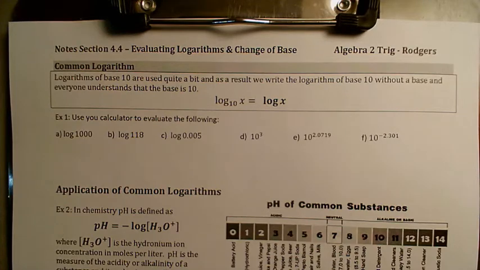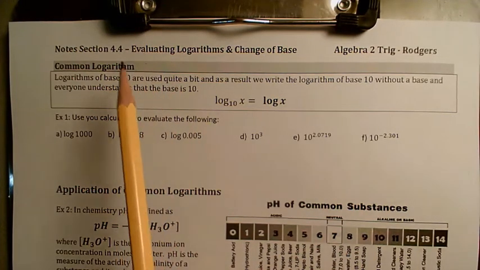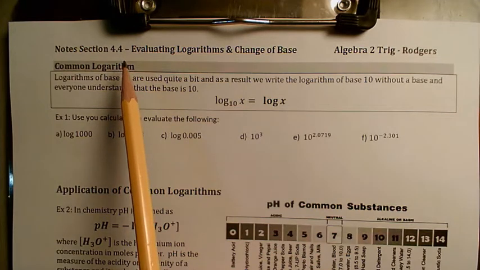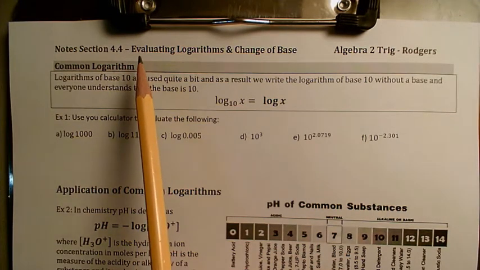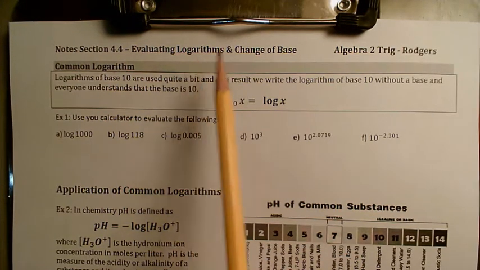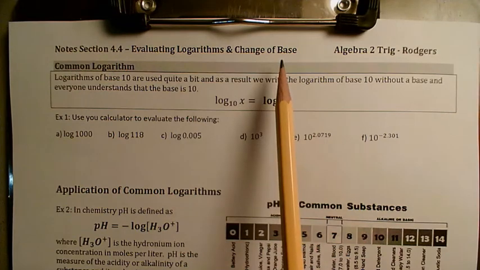So today we're looking at our notes for section 4.4. We're going to really be using our calculators a lot during this section, and we're going to be evaluating logarithms with two specific bases, base 10 and base e, Euler's number. And then we're also going to talk about the change of base formula.